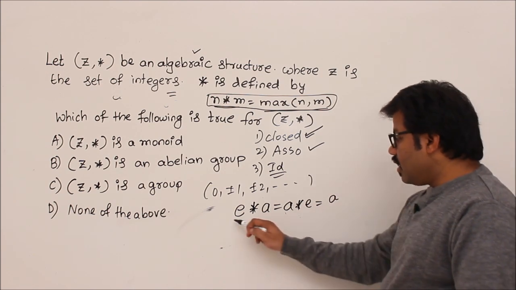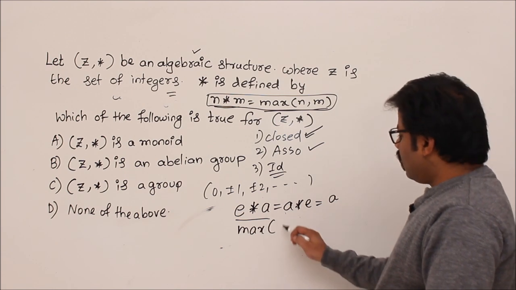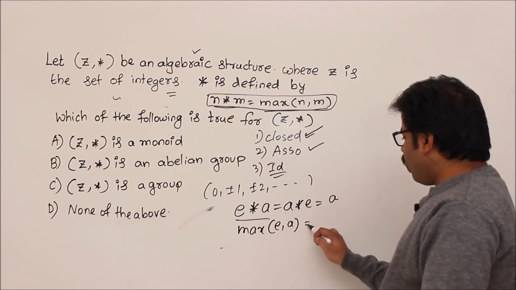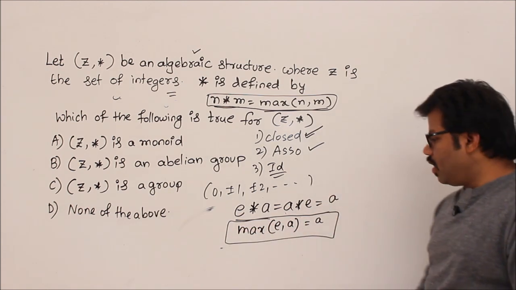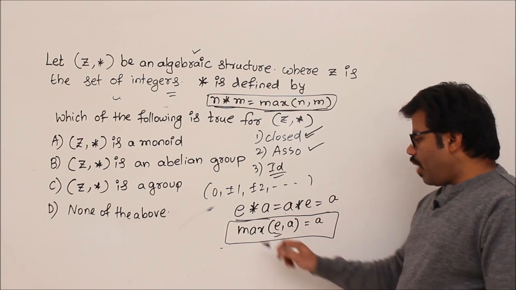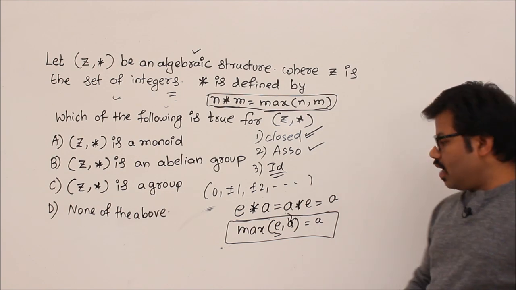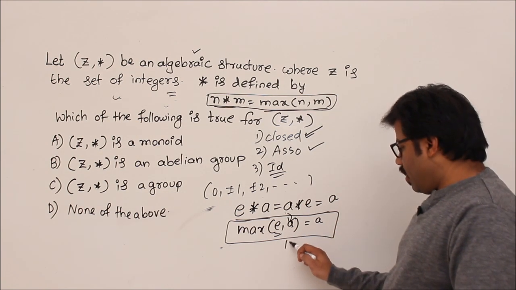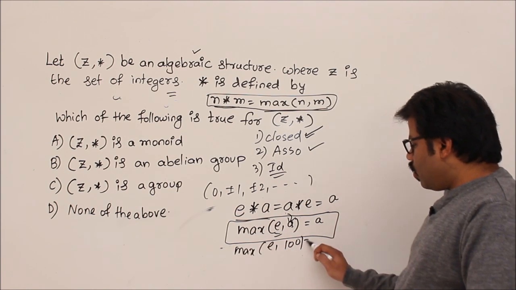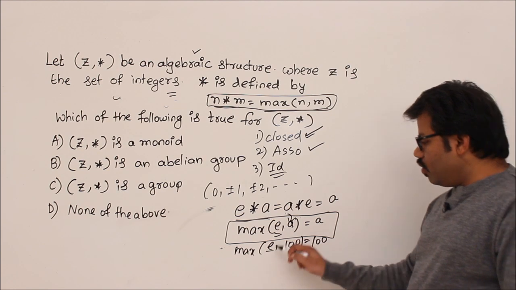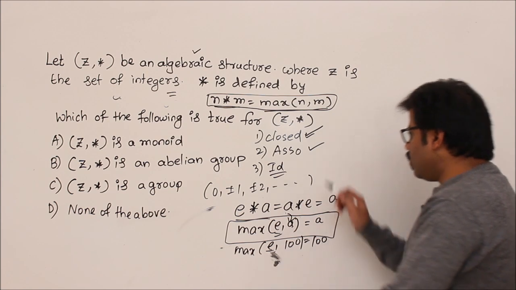Fine. But what is E star A according to the definition? Max of E comma A. Max of E comma A should be equal to A. Now think about it. What should be the identity element? Identity element is such a way that max of E comma A is always A, whatever the A you take. Example, A value 100. So max of E comma 100 to be 100, what should be the E value? Anything, right? 5 or 6, anything. I assume that E value is 6.